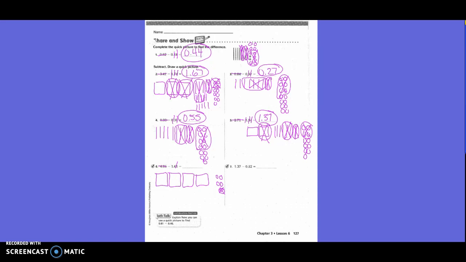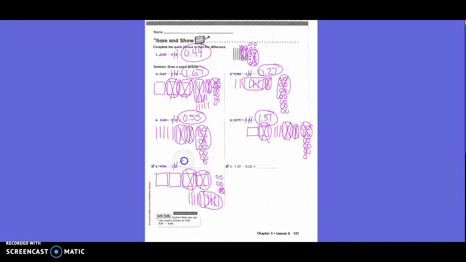Can we take away 6 longs? No, because we don't have it. So we're going to circle our flat and draw 10 longs. Now can I take away 6? Yes. Yep, I'll take away 6, and I should be left with 4, right? Take away 6, and I'm left with 4. Okay, so I took care of the 6. And then do I need to take away 1 flat? Yep, so I circle it, mark it off.